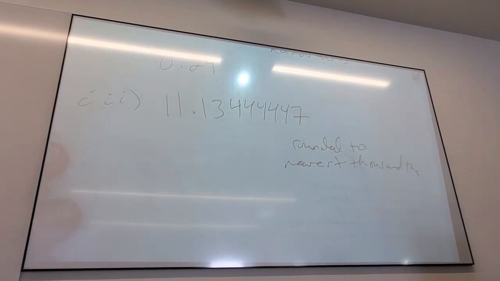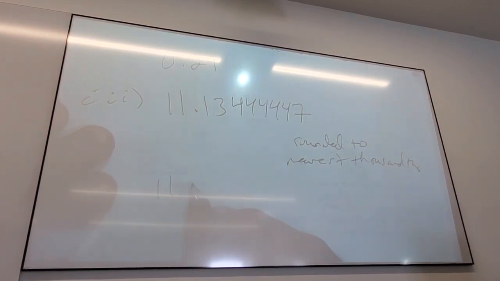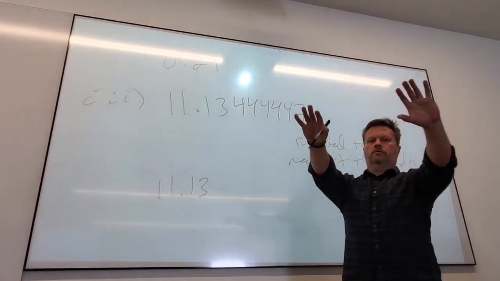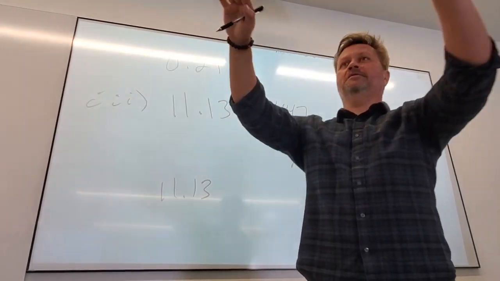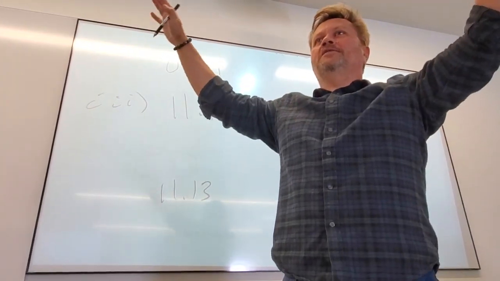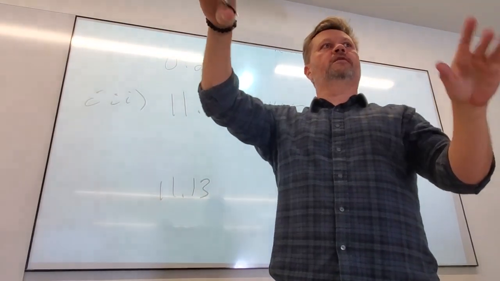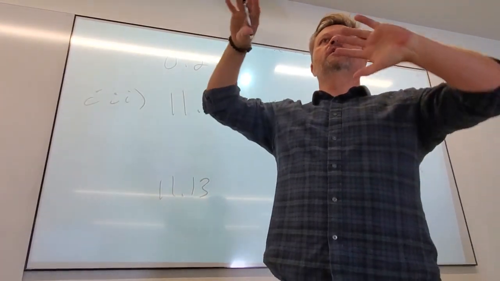Who wants to hazard a guess? What do you got, Brittany? 11.135. Well, so it should be 11, right? Or 11.134. So why'd you say 5? Because I kept bringing up the 7, making it a 5, and kept rounding up. Okay. I appreciate you taking the initiative to answer that. That is the mistake. So if anybody else made that mistake, say thank you, Brittany.